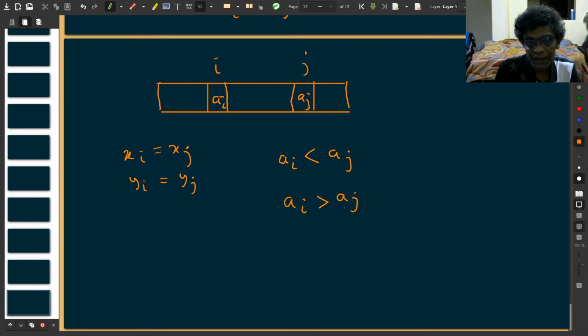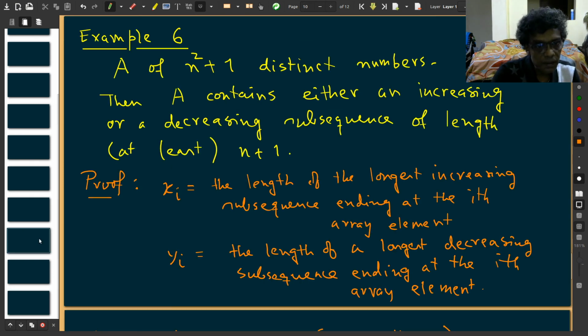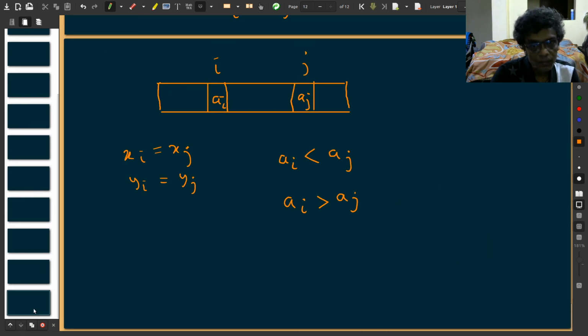Likewise, if I have ai greater than aj, I look at this. I already have a decreasing sequence of length yi ending at ai, and if ai is greater than aj, then I simply append that aj to that longest decreasing sequence, and I will get a decreasing sequence of length yi plus 1, that is yj plus 1, but why is it yj then? In both cases, we see a contradiction, and therefore it is established that there must be at least one subsequence of length n plus 1.